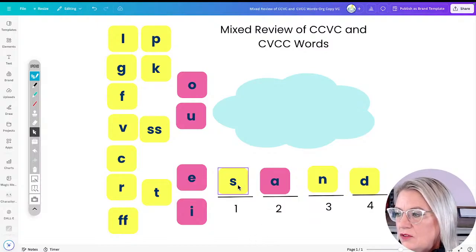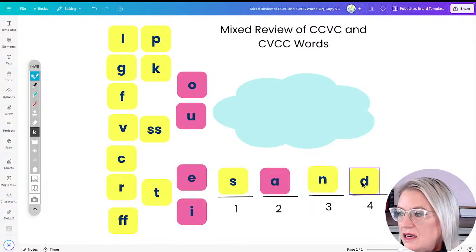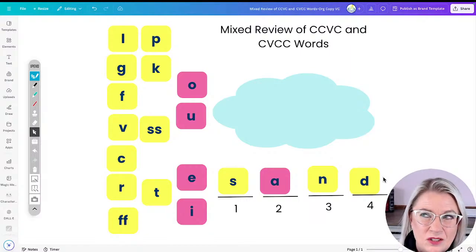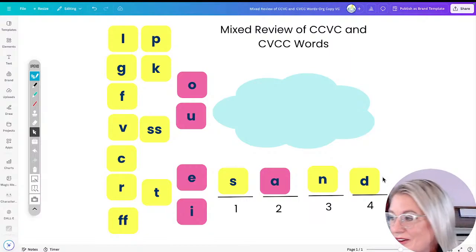Otherwise, if they're used to hearing "sanda, sanda," then you end up with a different word. Well, it's actually not even a word. Sanda, not that I know of.